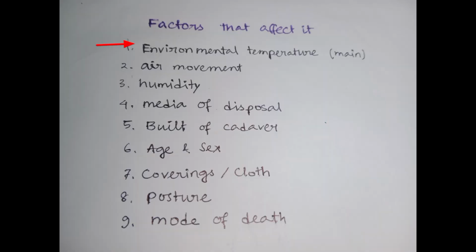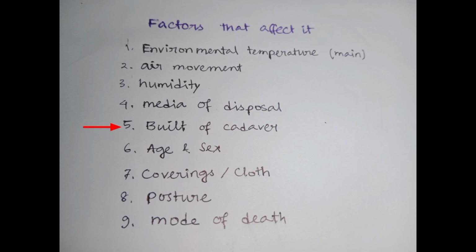Environmental temperature is the main factor. Rate of fall of body temperature is directly proportional to the difference between environmental temperature and body temperature. Air movement causes quick fall of temperature. It is rapid in humid condition. Media of disposal: earlier in water and late in buried body.